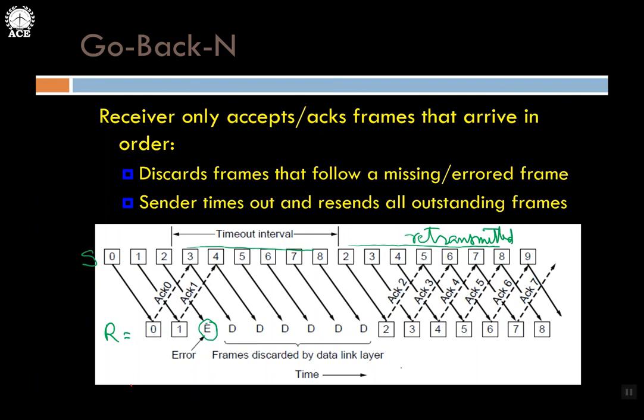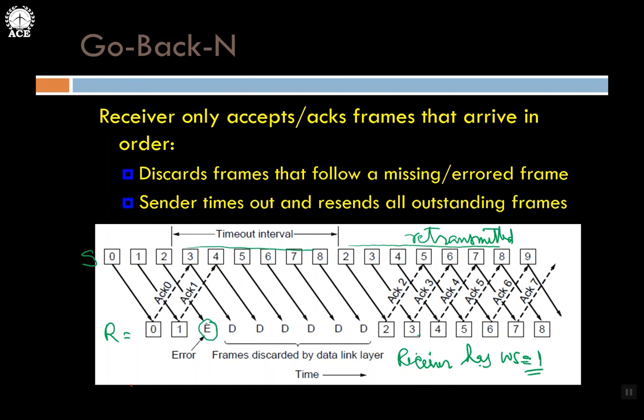Why is this happening? The only problem is that the receiver has a window size of only 1. I don't have a buffer for accepting 3, 4, 5, 6, 7, even though 2 was in error. So if I have additional buffers at the receiver side, then that protocol is called selective repeat. But the question is, what can be the maximum size of the sender window?